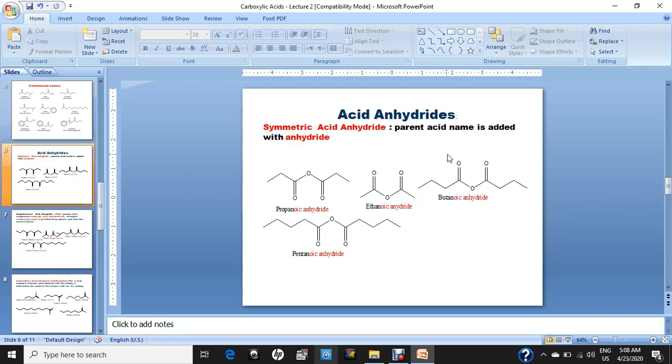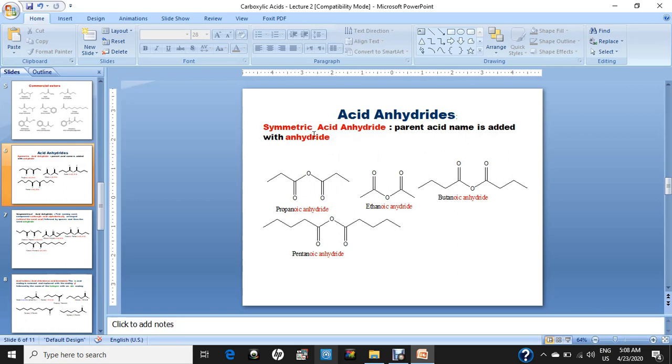Acid anhydrides. Acid anhydrides have 2 types: one is symmetric, another is unsymmetric. In symmetric acid anhydrides, the parent chain name is added with anhydride. Suppose we have 1, 2, 3 and 1, 2, 3: both sides are the same, which means it is symmetric. If both sides are not the same, we say unsymmetric.